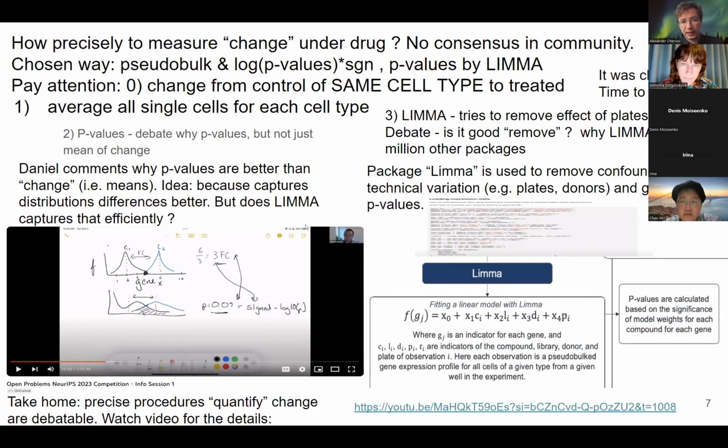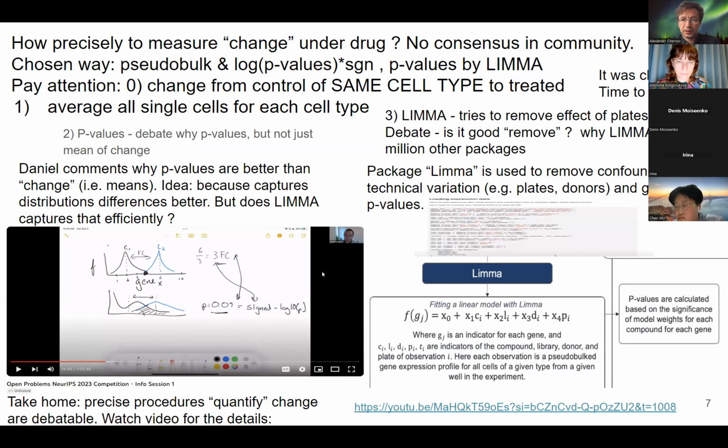On the meeting organized by the organizers of the competition, there was a discussion of why we take these p-values and why we take limma. There is no consensus in the research community that this is the best way. There are many packages. Sometimes people say this package is good, another is good. So there are not good answers for these questions, but we have what we have. So we organizers have chosen limma and the p-values.